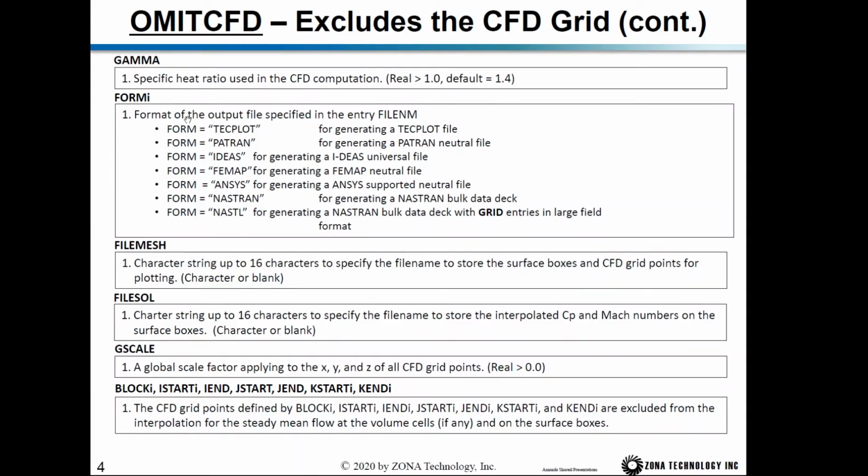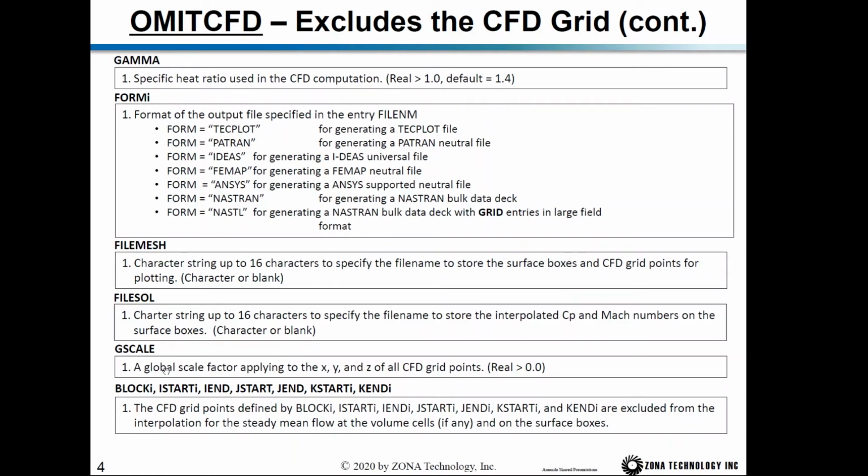Default is 1.4. And you want to output a file to store the ZAERO surface panel model and the CFD surface grid, so you can verify the good overlapping between those two models. The format of the file can be either TechPlot, Patran, I-DEAS, and so on. And in the SOL file, you can look at the interpolated surface CP from the CFD solution on the Z-Tran surface panel model, and so you can plot the interpolated CP and the Mach number. So you can use this to verify how good the interpolation is.